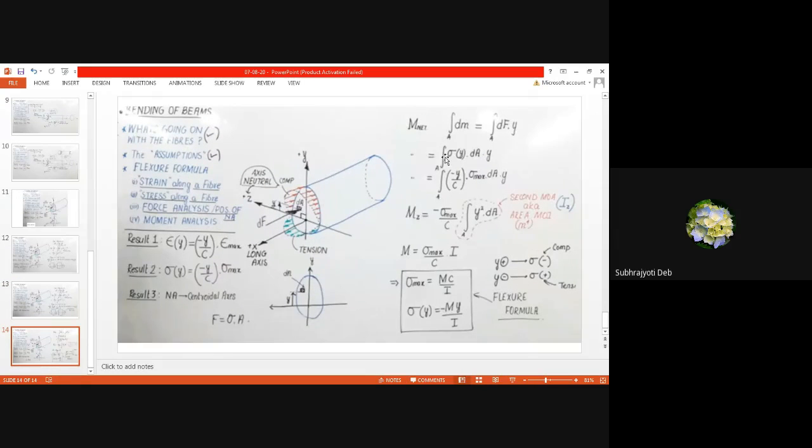See, this is the flexure formula. The whole derivation is quite long. We have to do all 4 steps: strain along a fiber, stress along a fiber, force analysis, then moment analysis, and then you derive the flexure formula. Okay? So the questions may be asked, but the whole derivation may not come. You may just be asked what the equation for strain along a fiber is, or maybe stress along a fiber. I will break this derivation down.